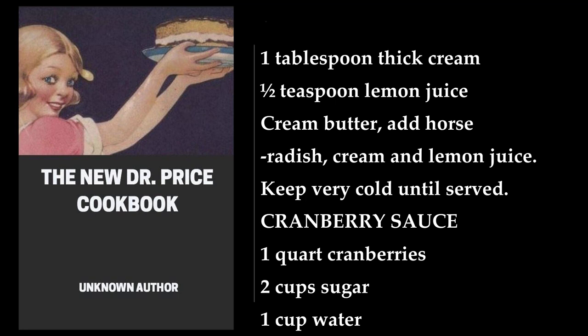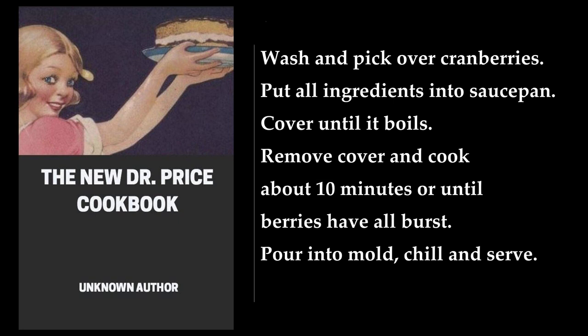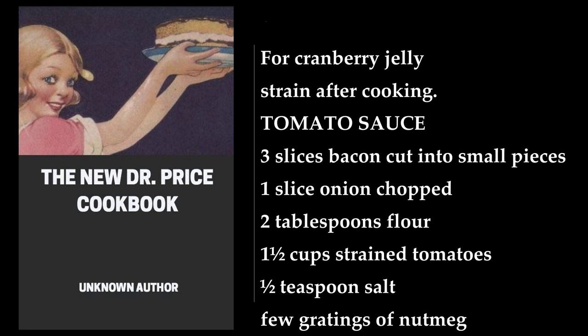Cranberry sauce. 1 quart cranberries. 2 cups sugar. 1 cup water. Wash and pick over cranberries. Put all ingredients into saucepan. Cover until it boils. Remove cover and cook about 10 minutes or until berries have all burst. Pour into mold, chill and serve. For cranberry jelly, strain after cooking.